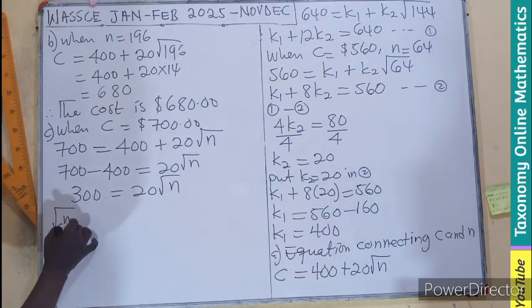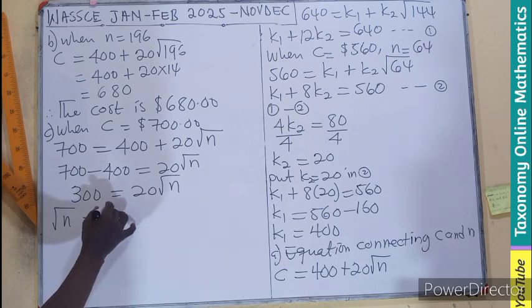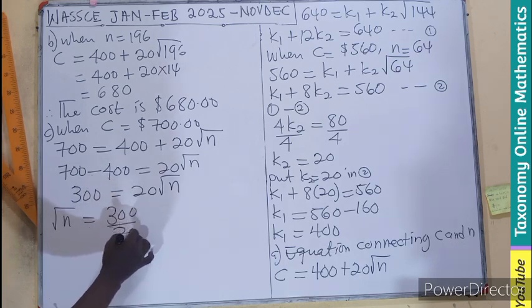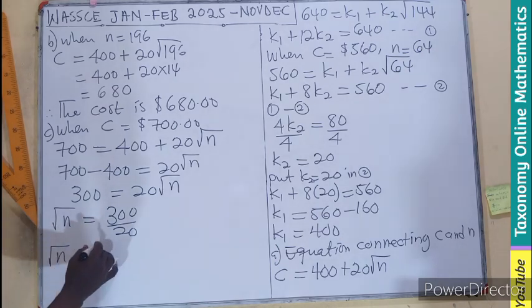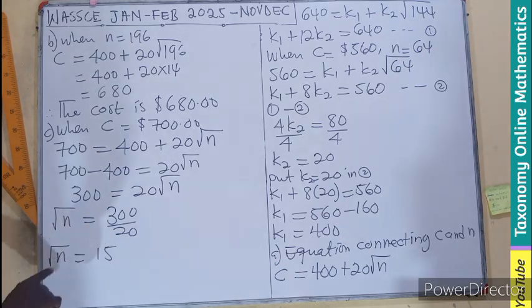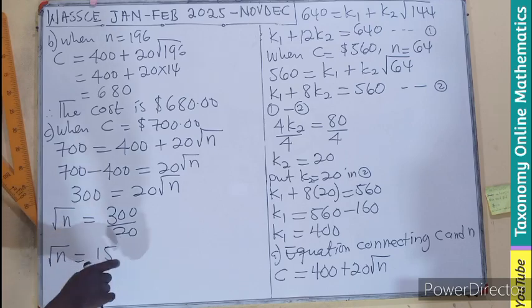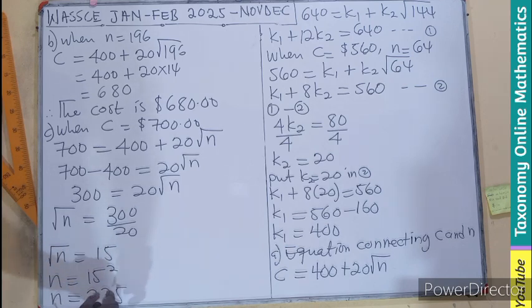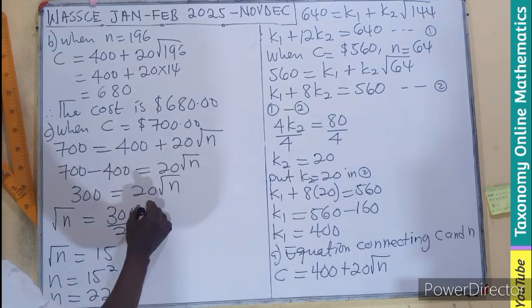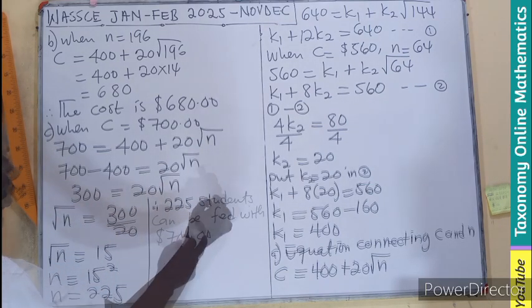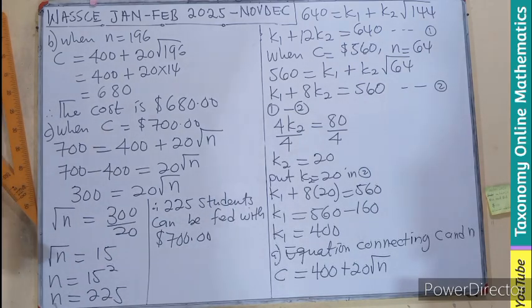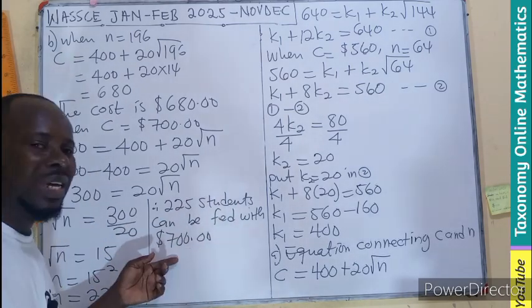So the root of N will be equal to 300 divided by 20. Fast forward, the root of N equals 15. We need to get rid of the root by squaring both sides. So N will be equal to 15 squared, which means N equals 225. Therefore, 225 students. So the conclusion is that 225 students can be fed with $700.